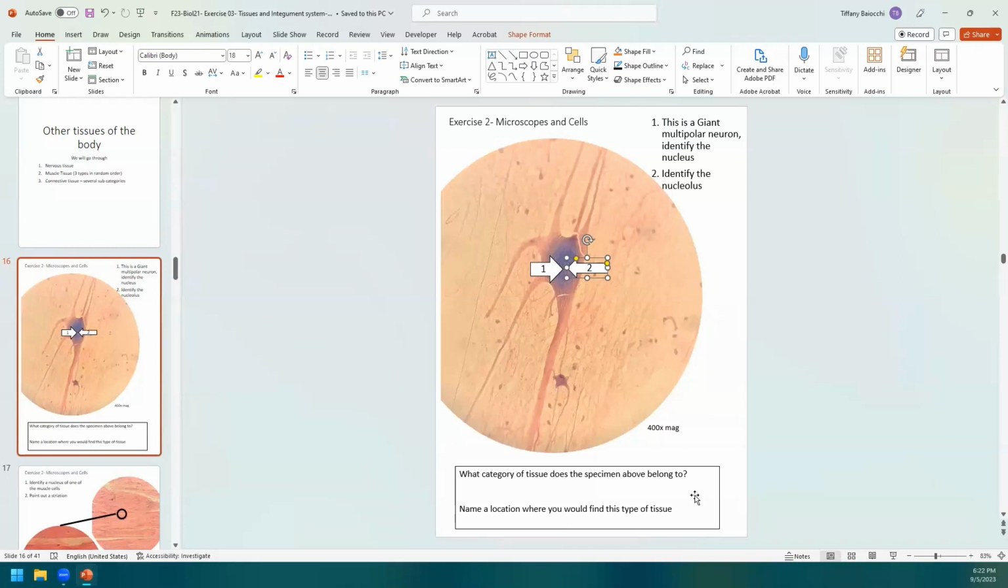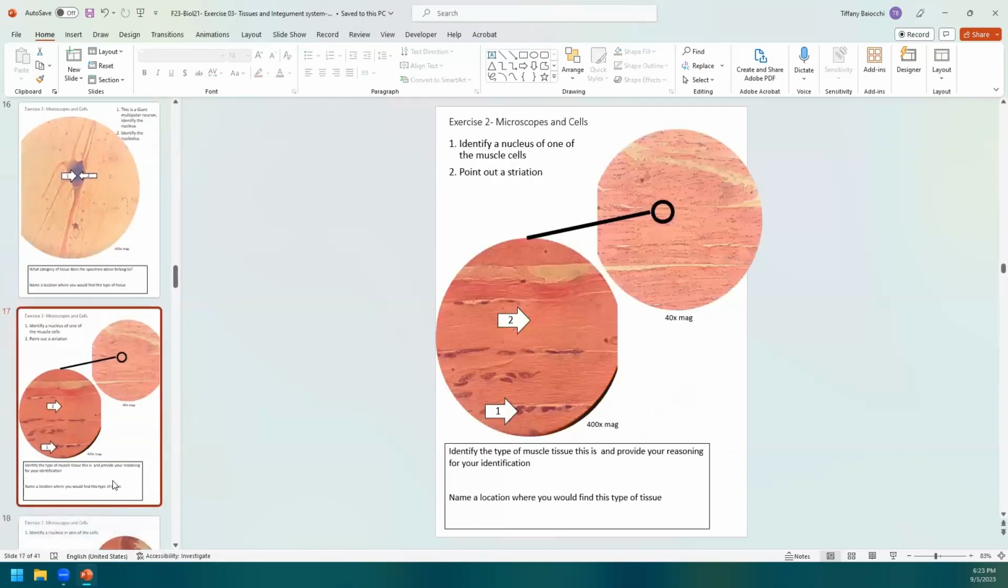Since it's a giant multipolar neuron, this would be in the nervous tissue category. This is a type of neuron. Name a location. You might find this in the brain or the spinal cord would be a good location to name for this.